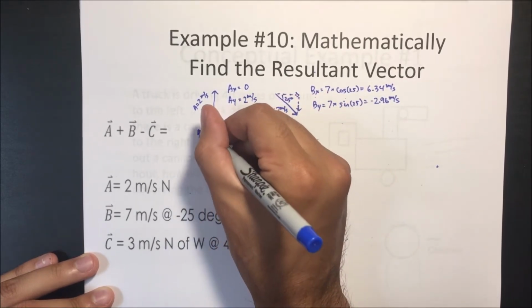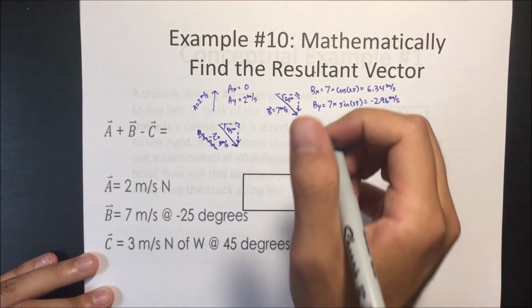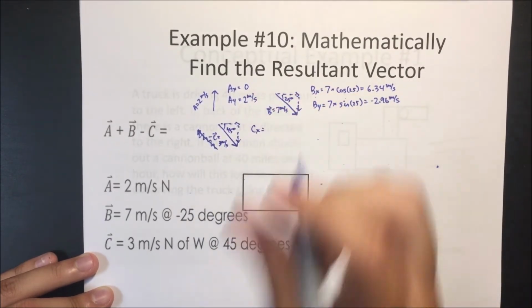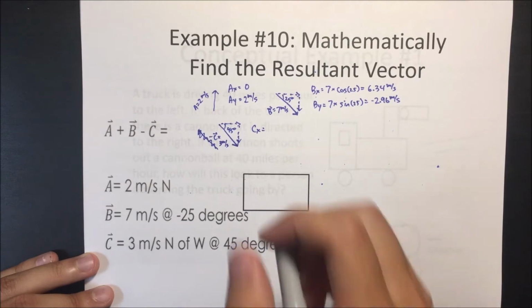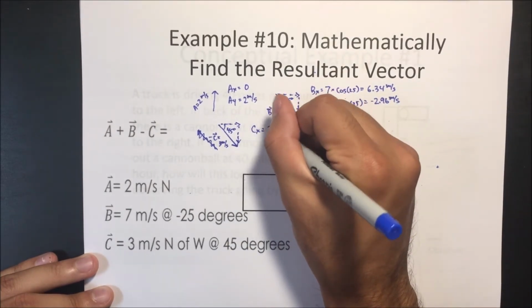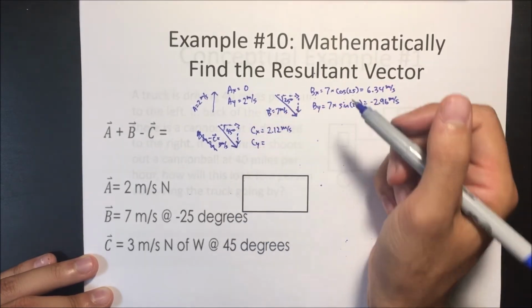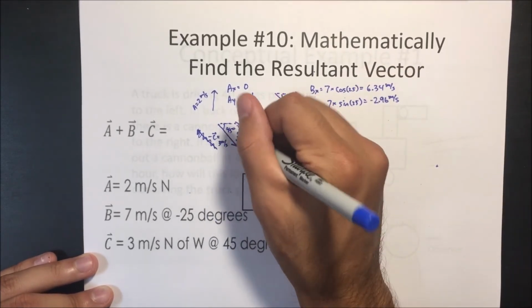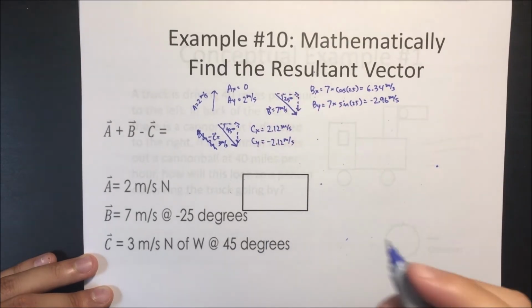So this is going to be negative C, which is 3 meters per second. So in the x direction, we're just going to do 3 times cosine of 45. And we get 2.12, and that's going to the right, meters per second. And in the y direction, it's going to be the same answer because it's 45 degrees. So it's going down, so it's going to be negative 2.12 meters per second.